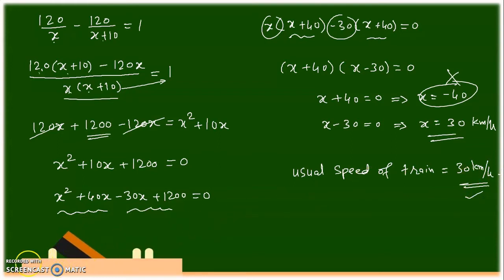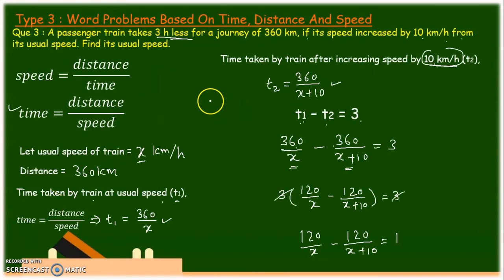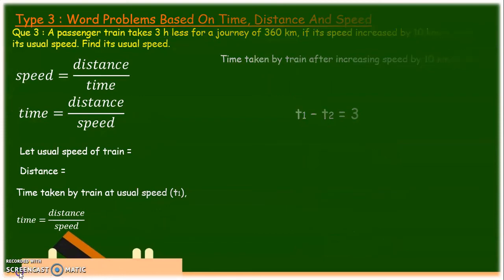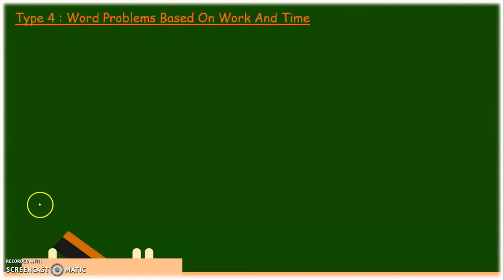So remember one formula here. Whenever you come across problems based on time, distance and speed, we will use this formula: time equal to distance divided by speed, or you can use speed equal to distance divided by time. Let's move to the next type of problem. The word problem based on work and time. Let's see the question.